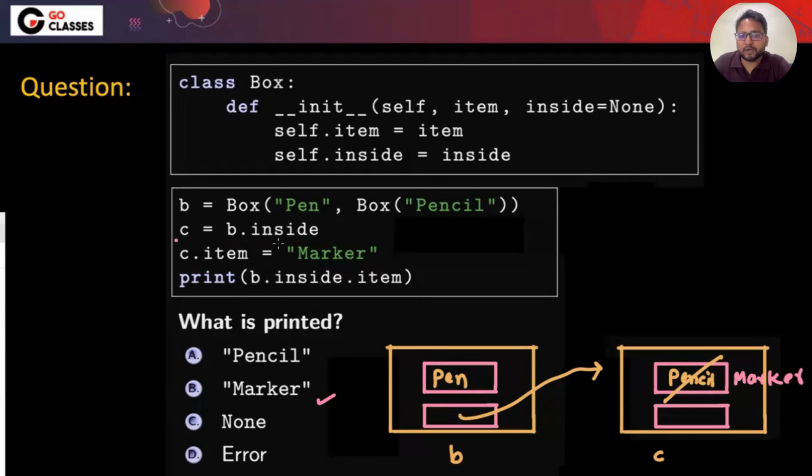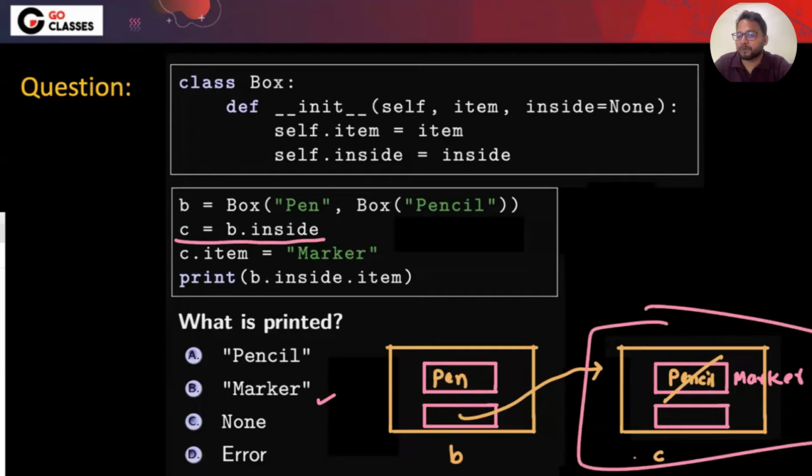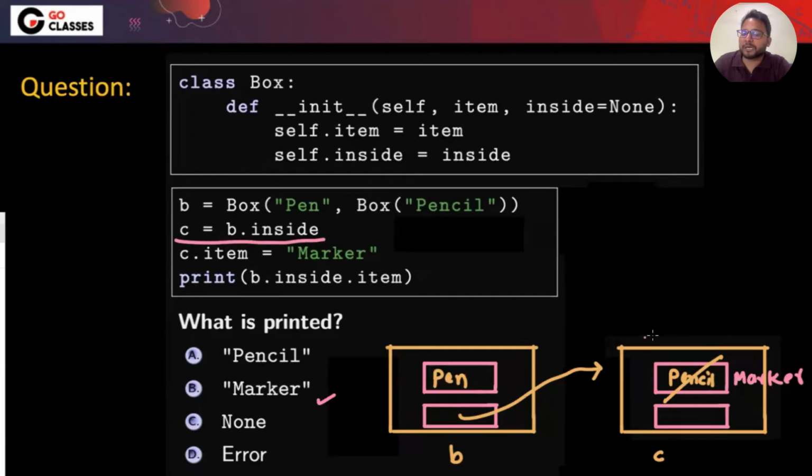Yes, the moment you write c equal to b dot inside, it means that whatever b dot inside was, basically the whole thing, this box, now c will be acting as this box. Okay, c will be this box. So yes, they are basically sharing the same reference. So b dot inside and c are the same.